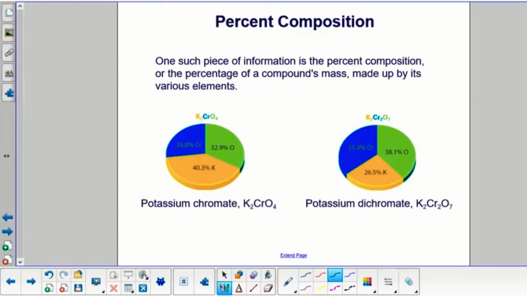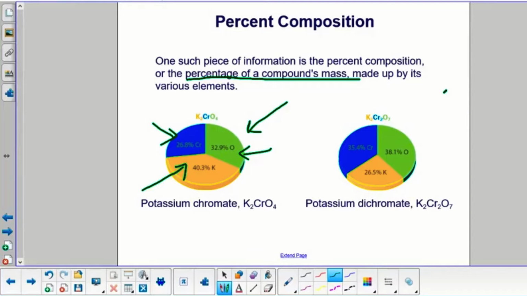One such piece of information is the percent composition, or the percentage of a compound's mass made up by its various elements. So over here with potassium chromate, it tells you that 26.8% of the mass is chromium, 32.9% is oxygen, and 40.3% is potassium.